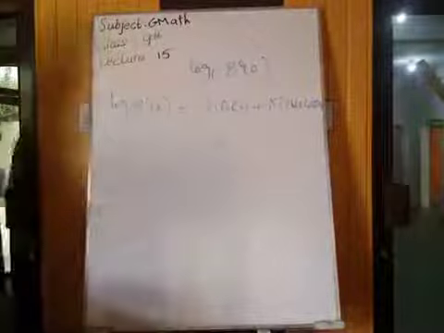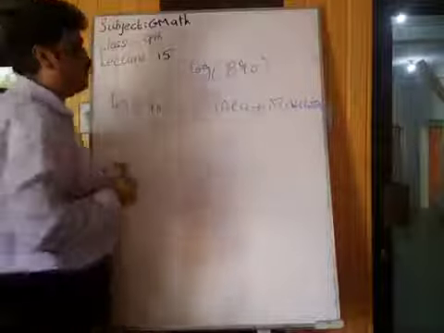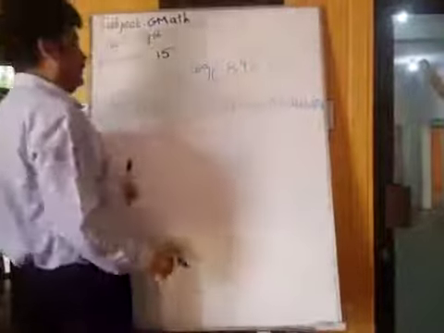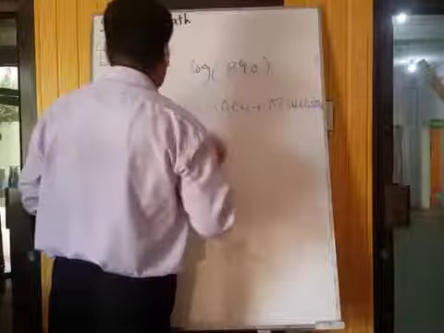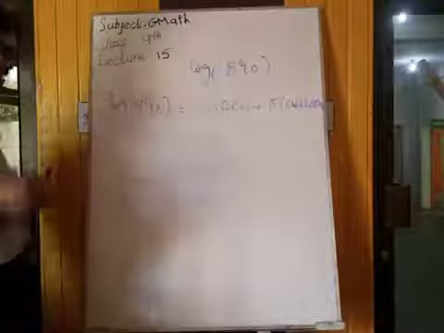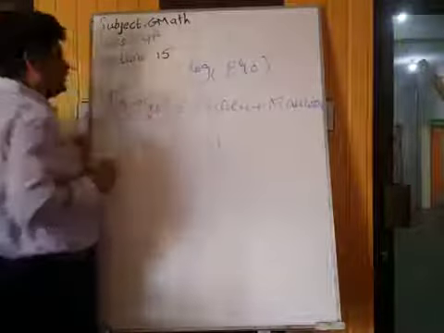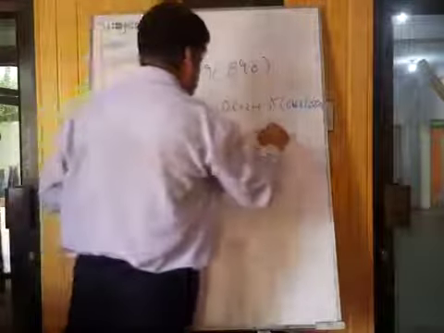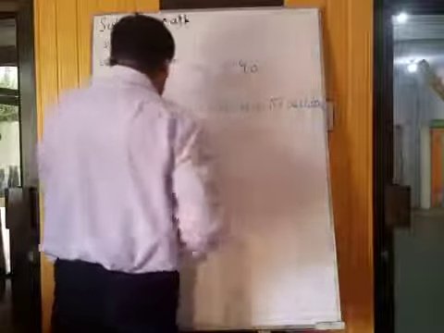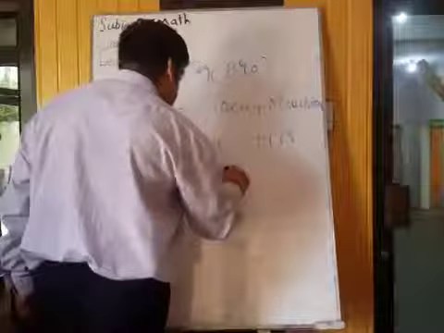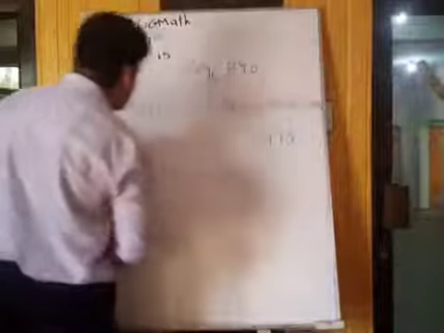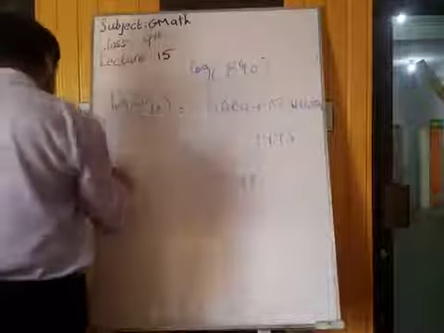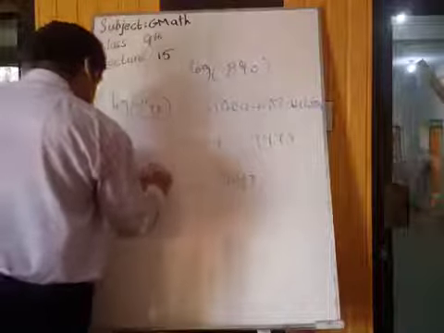To find the mantissa, we take the help of the logarithmic table. The mantissa is always given at the end of the book in tabular form. We see the 2 digits 89 in the 0 column. We will get 9493, and when we add them we get 2.9493, which is the log of 890 to the base 10. The log of 890 is equal to 2.9493.